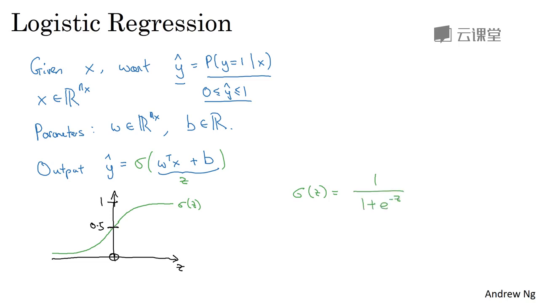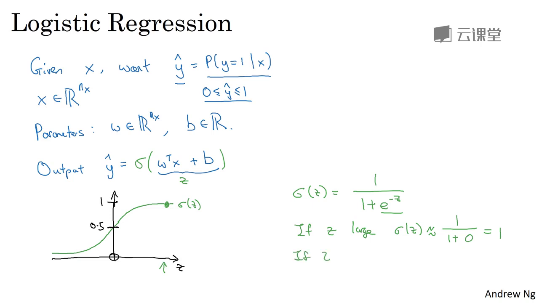So notice a couple of things. If z is very large, then e to the negative z will be close to 0, so sigmoid of z will be approximately 1 over 1 plus something very close to 0, because e to the negative of a very large number will be close to 0, so this is close to 1. And indeed, if you look at the plot on the left, if z is very large, then sigmoid of z is very close to 1.